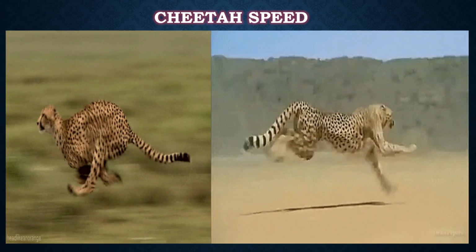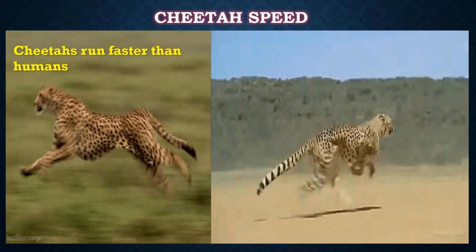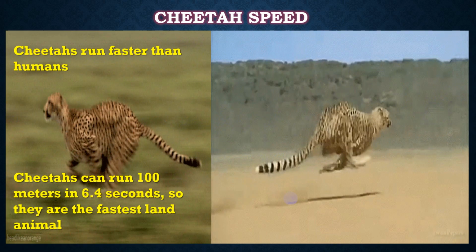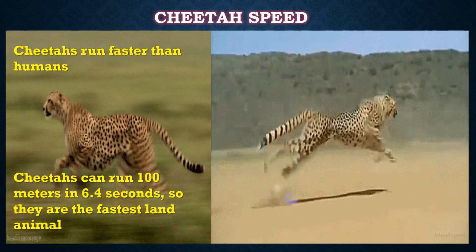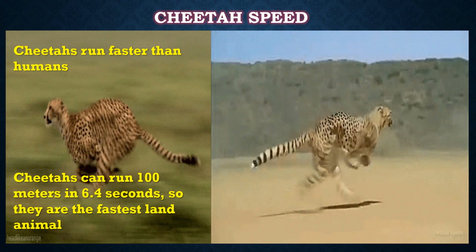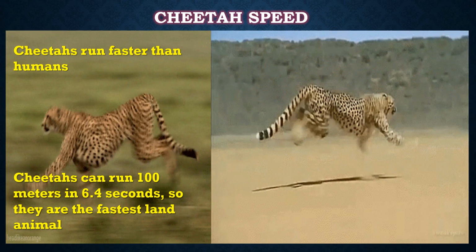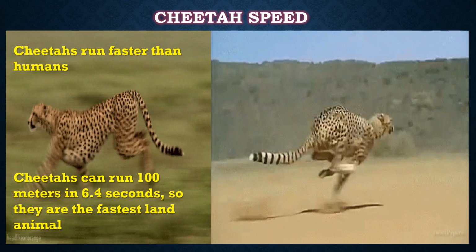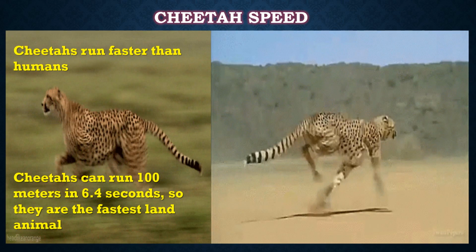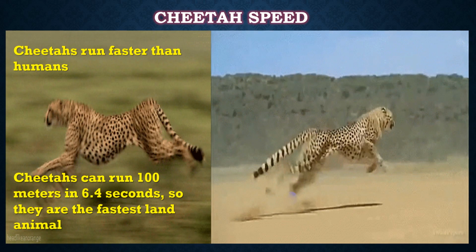When we want to talk about speed, we have to talk about the cheetah. Cheetahs run faster than humans. Actually, a cheetah can run 100 meters in 6.4 seconds. Can you imagine this? It can travel a distance of about 100 meters in 6.4 seconds, less than 1 minute, or even half of a minute. So they are the fastest land animal we have known.